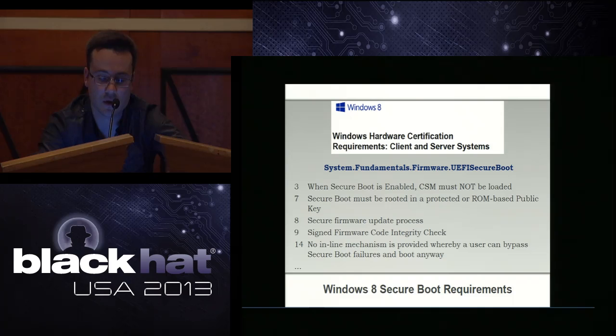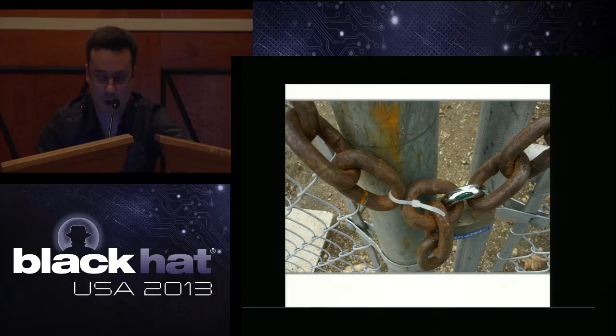For example, when secure boot is enabled, CSM must not be enabled, right? Secure boot must be rooted in the protected ROM-based platform key. The problem is, well, this is a requirement document. Reality is this is a Microsoft wish list. Right, and the platform vendors do not necessarily adhere to those requirements. So we're getting to the weak link of the whole secure boot implementation.